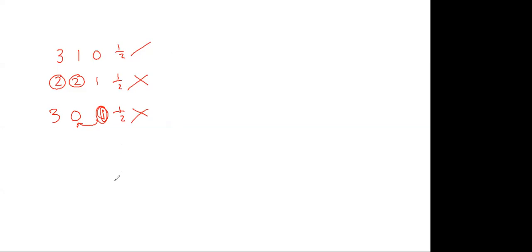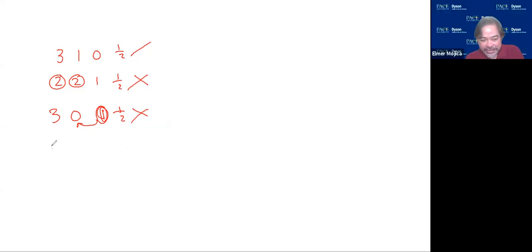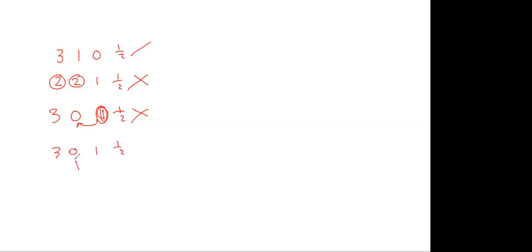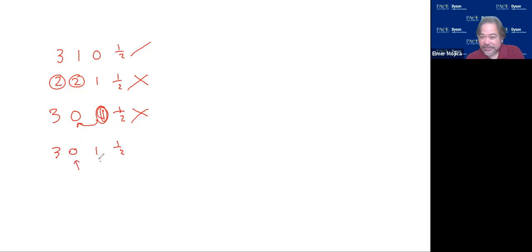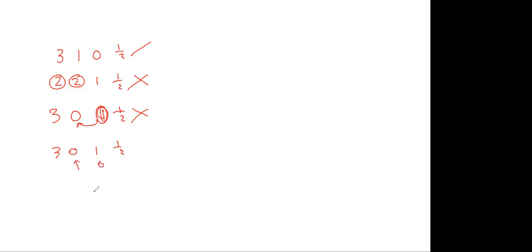So if L is 0, m can be only 0, right? Yeah, that's why this is not possible. Because if this is 0, the only value of this is 0. This is the one that makes it wrong.